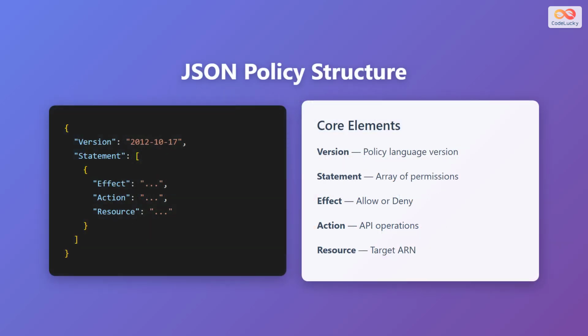Every IAM policy follows a standard JSON structure with core elements. The version element specifies the policy language version, and you should always use 2012-10-17, which is the current version. The statement element is an array that contains one or more permission statements. Each statement must include an effect element that specifies whether to allow or deny access. The action element defines which API operations are permitted or restricted. Finally, the resource element specifies the target AWS resources using Amazon Resource Names, or ARNs. Understanding this structure is crucial for writing effective IAM policies.